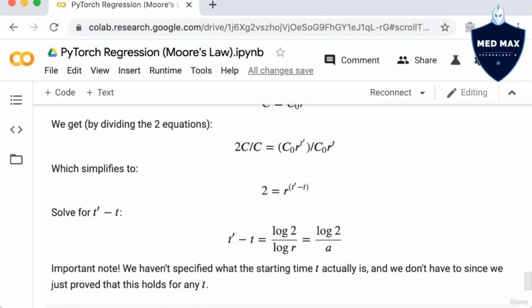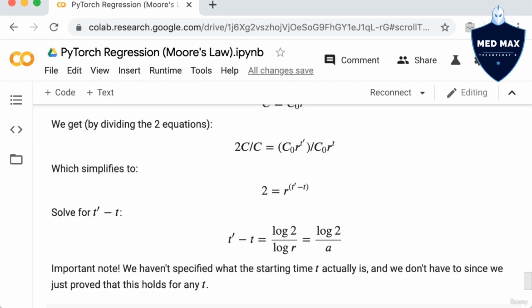So if we take these two equations and divide one by the other, we see that the c disappears. The c naught also cancels out. And as I promised, the origin point doesn't matter. We get 2 is equal to r to the power t prime minus t. T prime minus t is actually the time duration that we care about. That's how long it takes for the transistor count to double. How far from t is t prime?